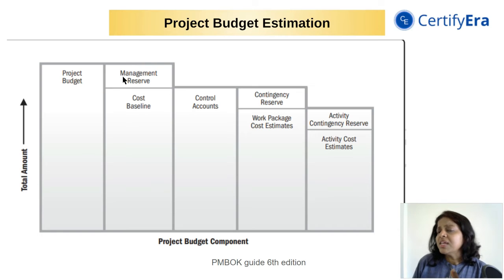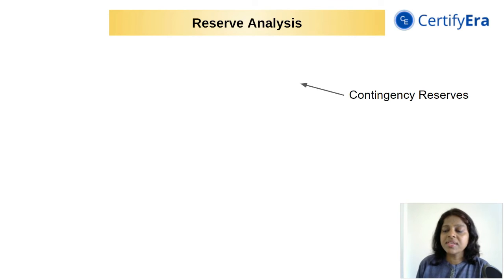If they add management reserves of $25,000, then the cost baseline of $80,000 plus the management reserve of $25,000 gives us the project budget. Contingency reserves are planned for known risks at the activity level or work package level, or maybe at the project level also. And management reserves are planned for managing the unknown risks or unknown unknowns. Let us try to summarize the contingency reserves and management reserves in the next slide.